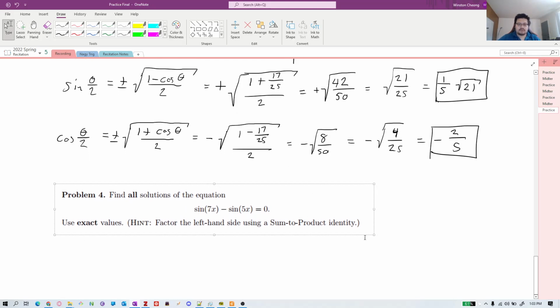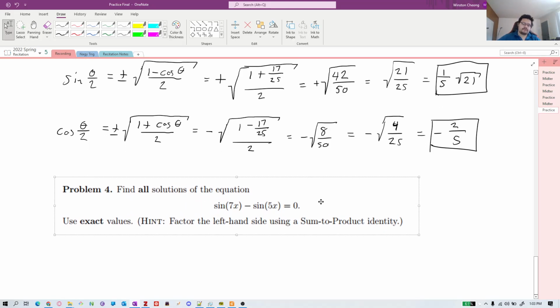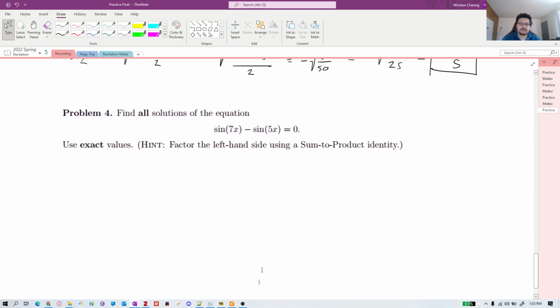Okay. A little bit bigger. Number 4. So we have this difference of two trig functions. Find all solutions to the equation.